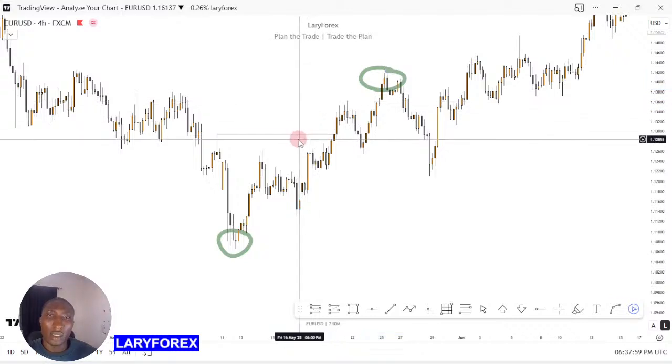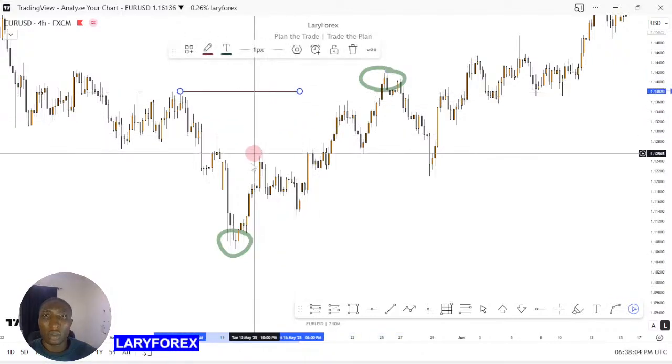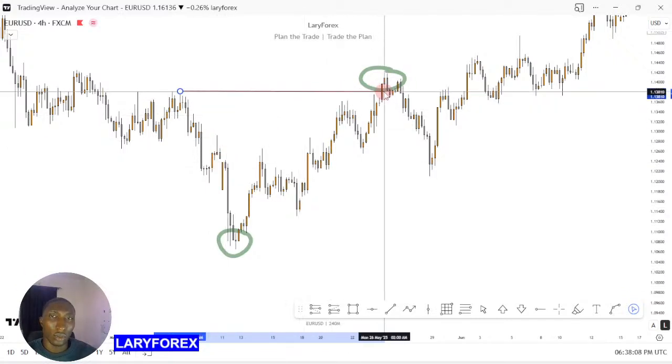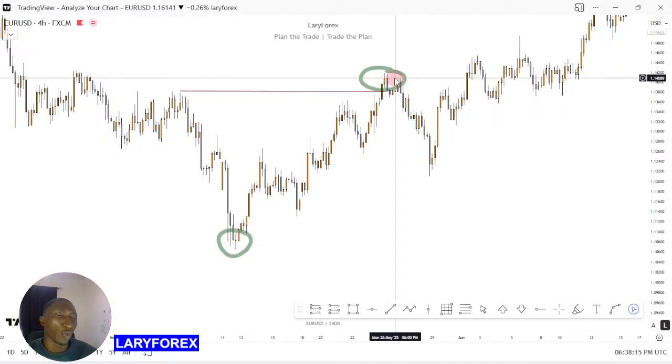Wait, sorry guys, this is the actual break of structure, not this one. So this is where we get a break of structure. So this is our swing point A here, and this is our swing point B here.